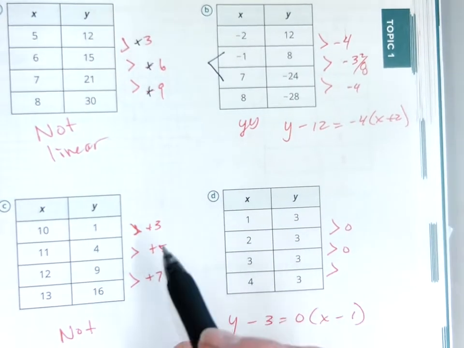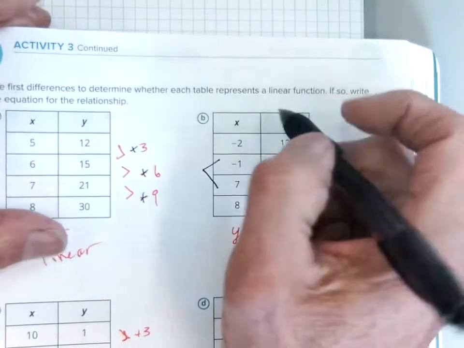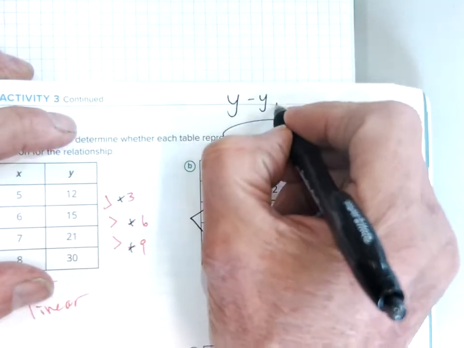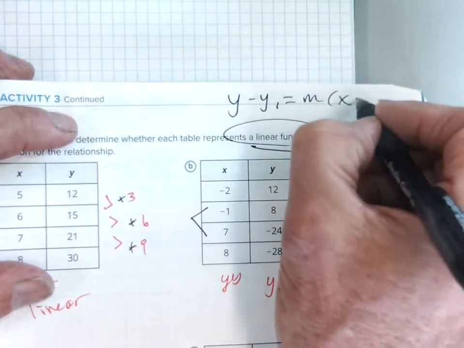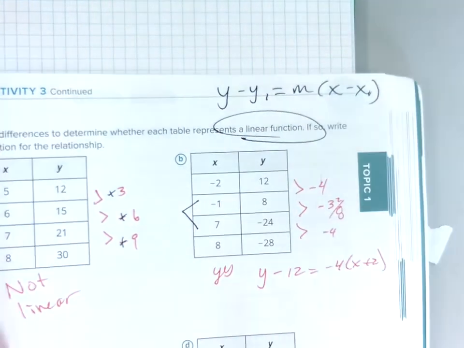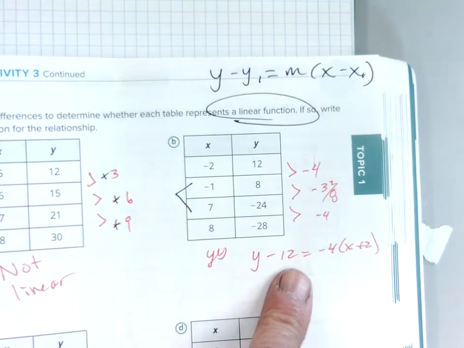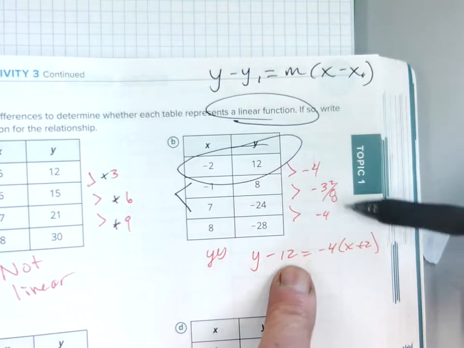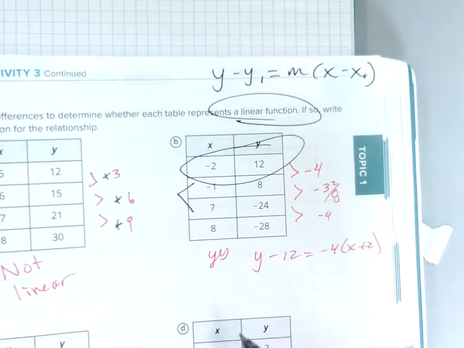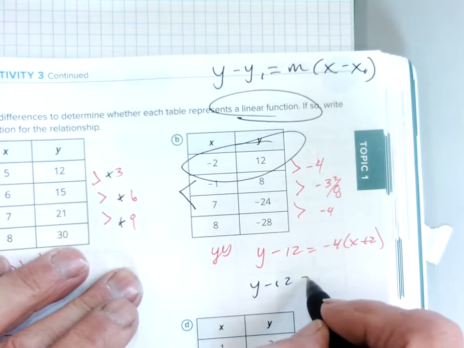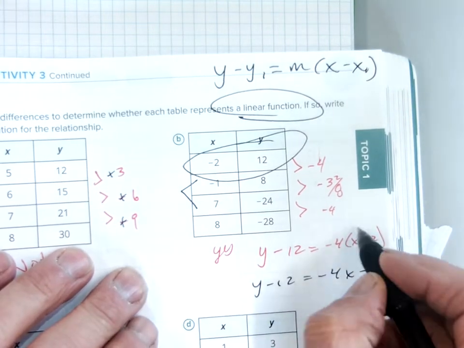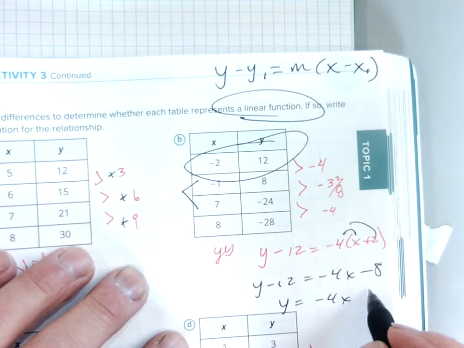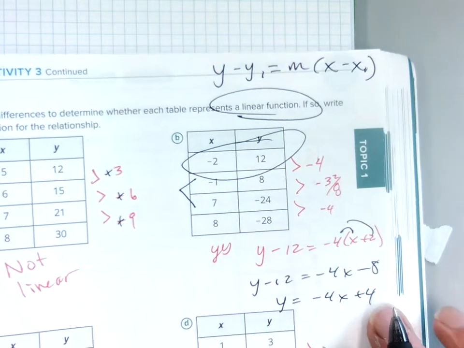And then we found the equation. If we need the equation of a linear function, we want to write it. We're going to use our y minus y1 equals m times x minus x1. That's our equation of a line. Okay, and we plugged in our y value. I picked my first value, y1, and I did my x1 here. And if I were to simplify this, I'd get y minus 12 equals negative 4x minus 8 because I multiplied. Plus 12, y equals negative 4x, and if I add 12, I get plus 4. That's the equation of that line.